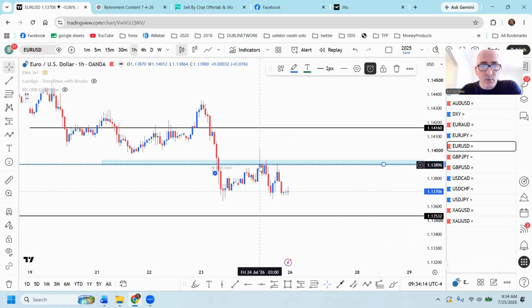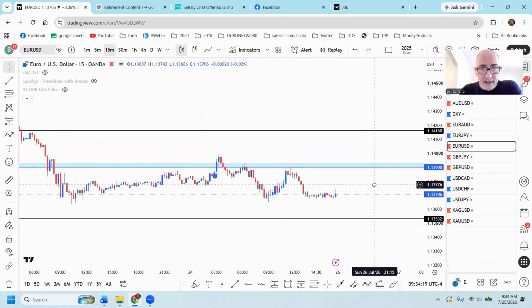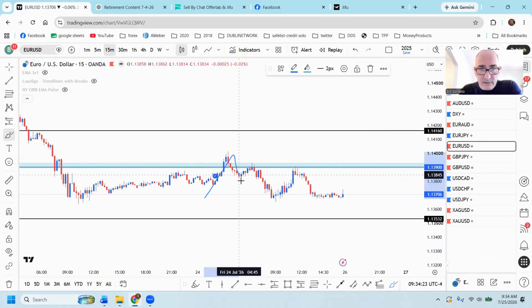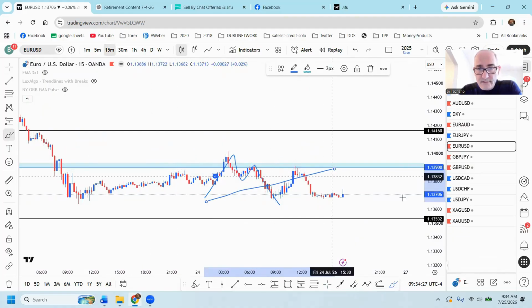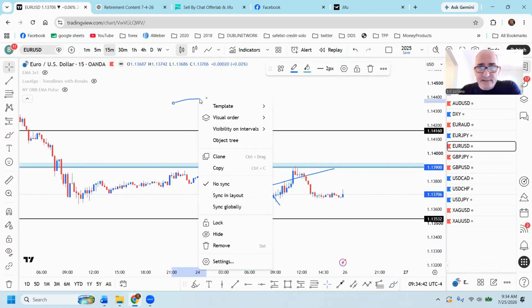Once this area is hit, we drop down to the 15-minute and we look for that M pattern. We're going to look to draw a trend line, and then we're going to have a potential entry on this once that trend line is broken. So that is EUR-USD.